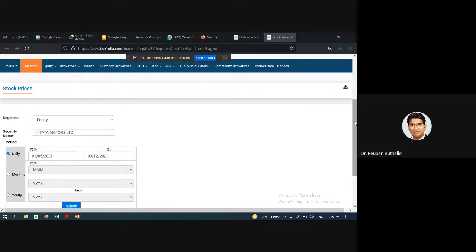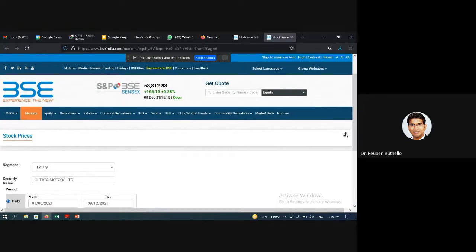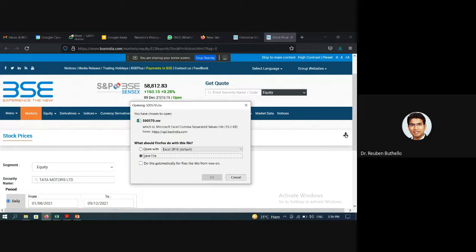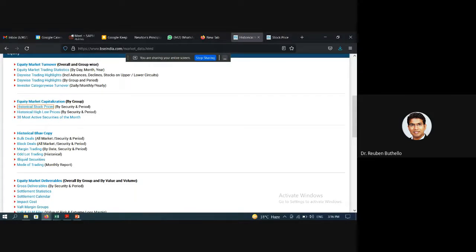Okay, that's the 9th. I will go up to the download button, which is over here. There's a black button. I'm clicking on that. It says, do you want to save it? I say yes. The file has come. Then I know the file is downloaded, so I go to the Sensex data.